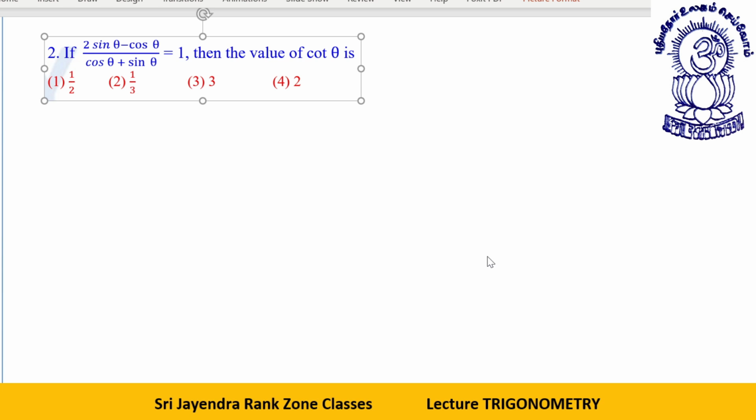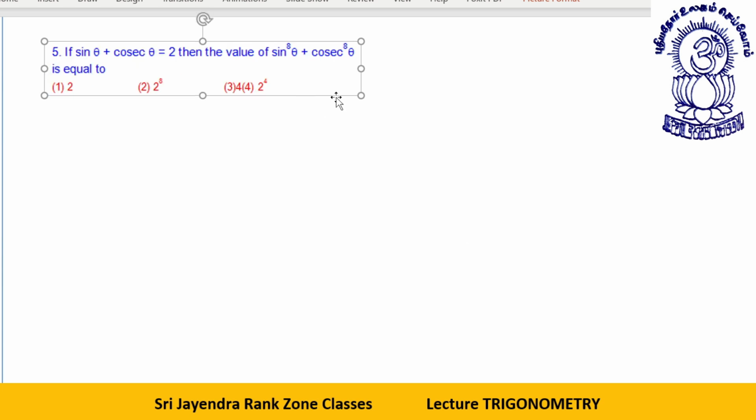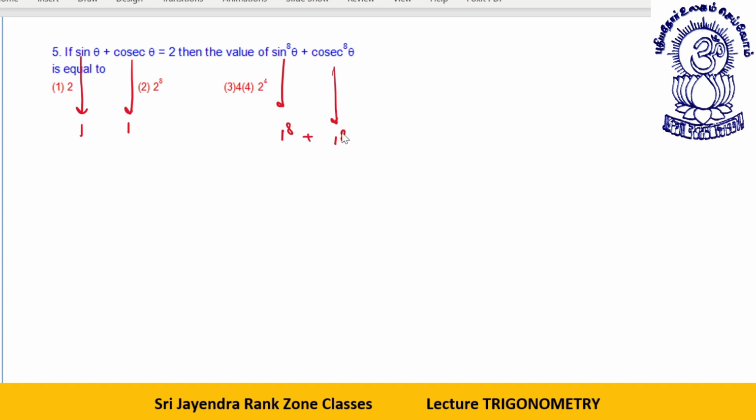The next question we have is, if sine theta plus cosec theta is equal to 2, then what is the value of sine 8 theta plus cosec 8 theta? Dear students, we have done this. This will be 1, this will be 1, so it's like 1 raised to power 8 plus 1 raised to power 8, 1 plus 1 is equal to 2, that is option number 1.